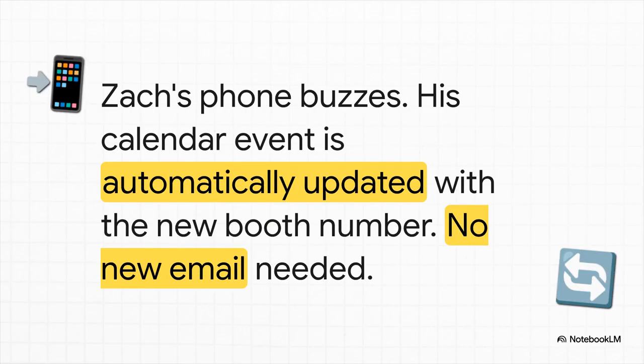And here is the absolute magic of this whole thing. A moment later, Zach's phone buzzes. He gets a notification that the event was updated. He opens his calendar, and that new information, the booth number, is right there, baked into the event he already accepted. He doesn't have to go digging through his inbox for a new email. The update went exactly where it needed to go.